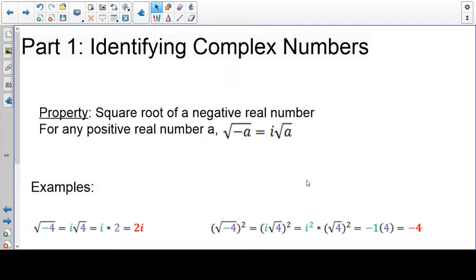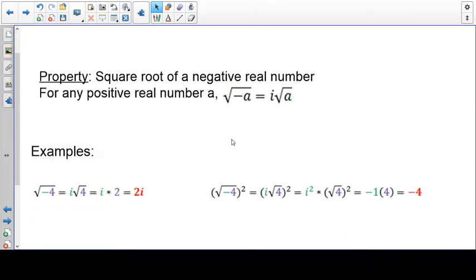Alright, identifying complex numbers. So just like taking the square root of a normal number, I can now take the square root of a negative number because the negative part just turns into i. The square root of -4 is just 2i because square root of 4 is 2. Square root of that negative is i. And then if I have that quantity squared, it's just -4.